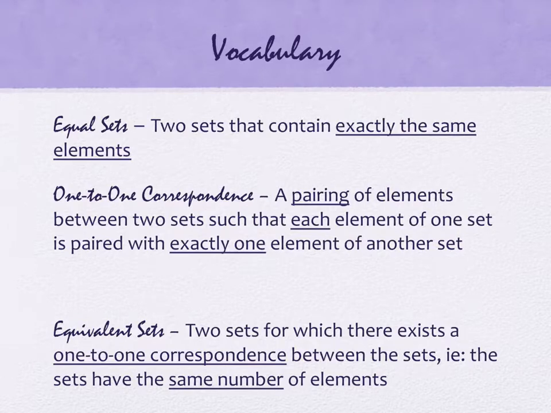All right, one-to-one correspondence. This is a pairing of elements between two sets such that each element of one set is paired with exactly one element of another set. Let me give you a real simple example right here before I turn my slide. You don't necessarily have to write it down, but let's say I had the numbers 1, 2, 3, and I had the letters A, B, C. A one-to-one correspondence means that I can pair them up.